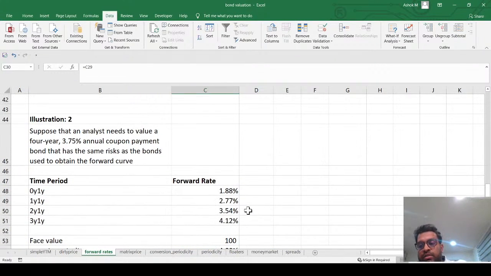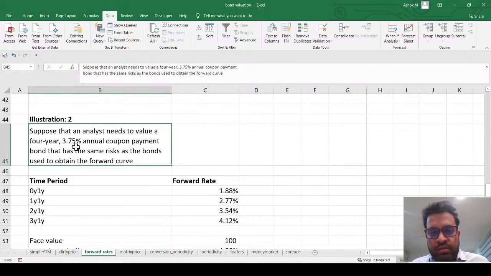Sometimes you will be asked to discount or value a bond purely using forward rates, not spot rates. The answer should be the same whether you use spot rates or forward rates, because forward rates are derived from spot rates. What changes is only your formula, the compounding, the exponential formula, and nothing else changes. This forward rate is not some new animal. It is just a derivation of your spot rate. That's what we have seen in the foregoing example.